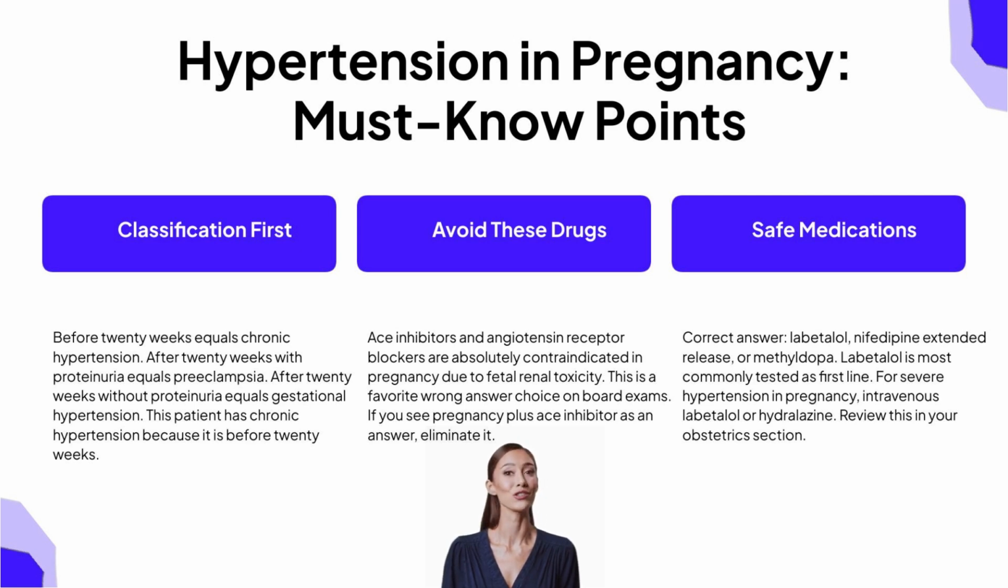Now know which drugs to avoid. ACE inhibitors and angiotensin receptor blockers are absolutely contraindicated in pregnancy due to fetal renal toxicity. This is a favorite wrong answer choice on board exams. If you see pregnancy plus ACE inhibitor as an answer, eliminate it immediately. The correct answer is labetalol, nifedipine extended release, or methyldopa. Labetalol is most commonly tested as first line. For severe hypertension in pregnancy, use intravenous labetalol or hydralazine. Review this in your obstetrics section.